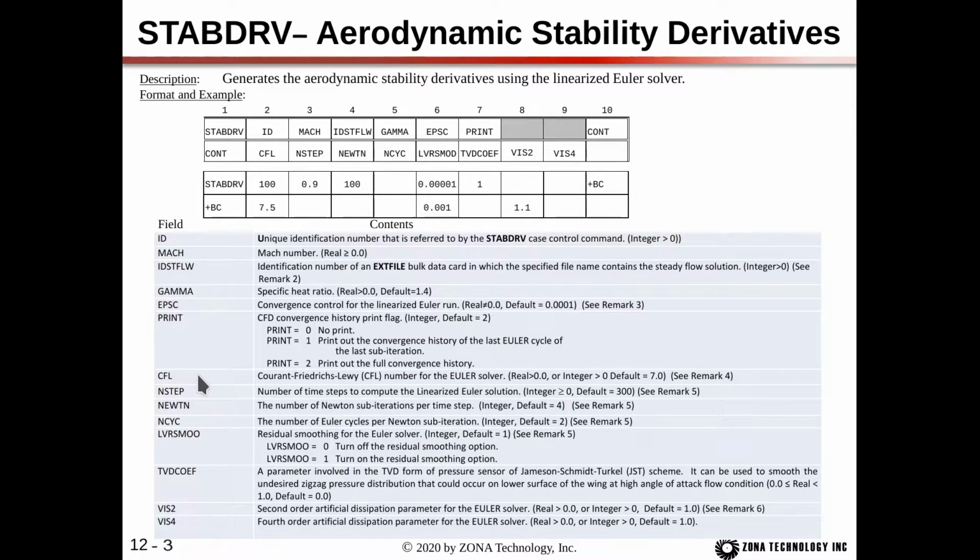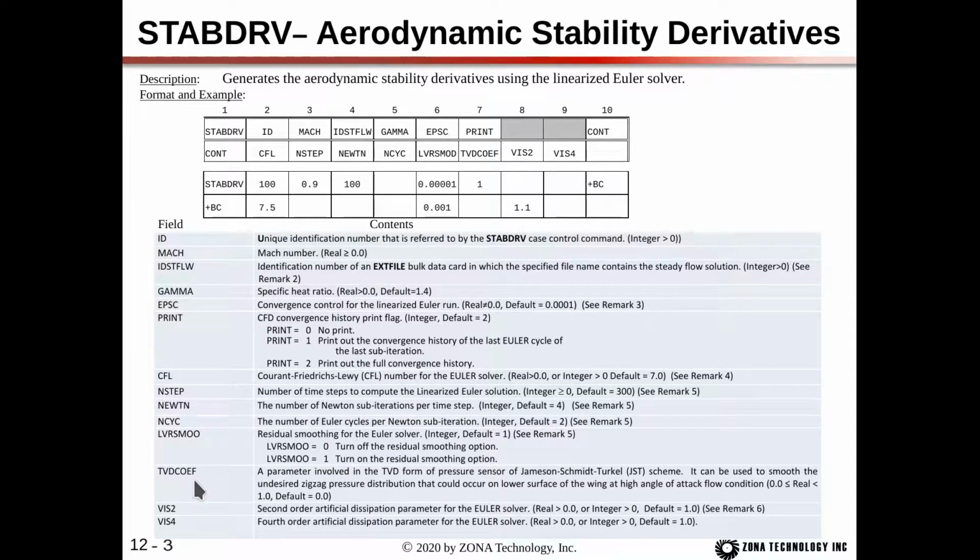Next we have the CFL number. Then we have n step, which is the number of time steps to compute the linearized Euler solution. And then we have Newton, which is the number of Newton subiterations. N cycle is the number of Euler cycles per Newton subiteration. And then we have the LVR SMOO, which is the residual smoothing flag. So the default is on, but you can change it to off by specifying 0.